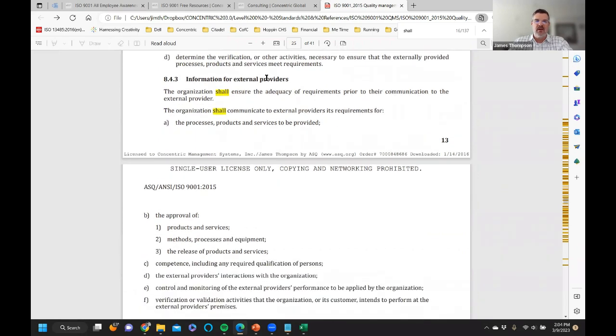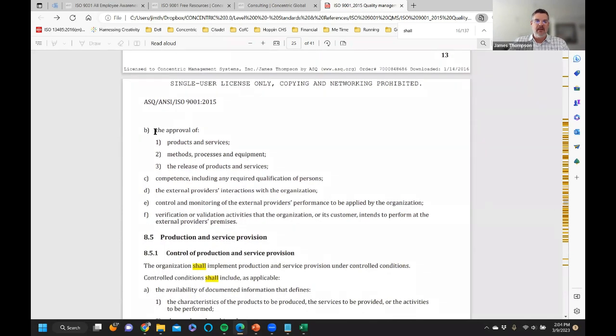So, information for external providers. What do you need to give to them to make sure you're communicating properly? We saw in 8.2 the communication process with a customer. Now we're talking about the same kind of mechanism with external providers. The organization shall ensure the adequacy of requirements prior to their communication to the external provider. So are you adequately conveying what it is that you need from them? The organization shall communicate to external providers its requirements for the processes, products, and services to be provided, the approval of products and services, methods, processes, and equipment, and the release of the product.